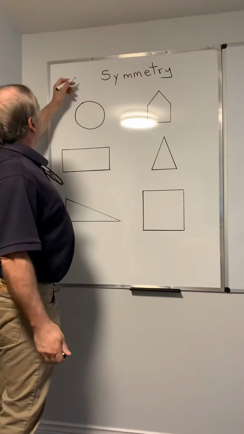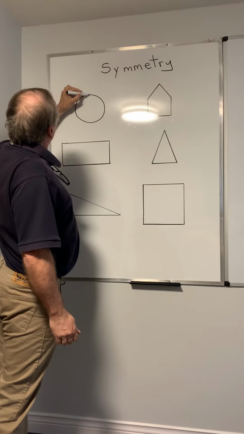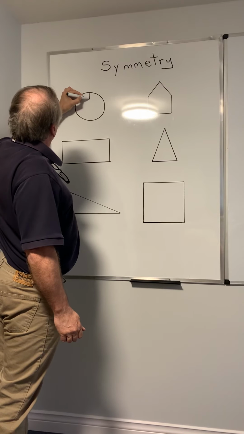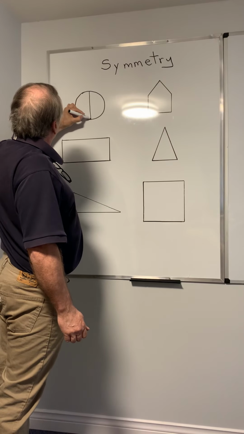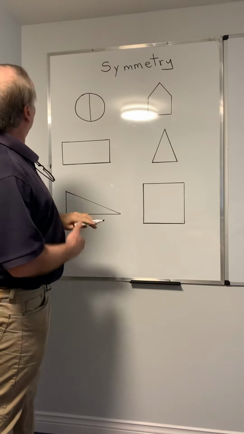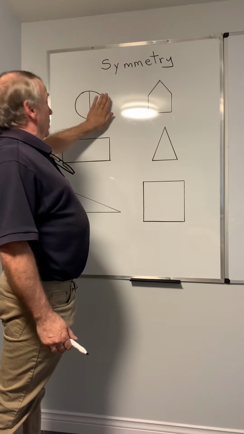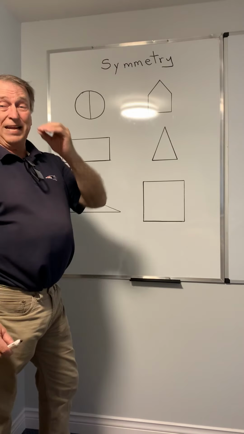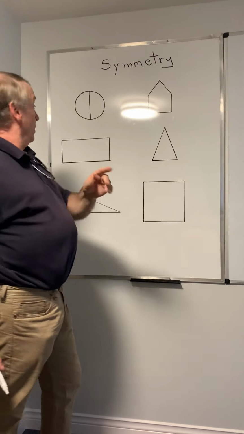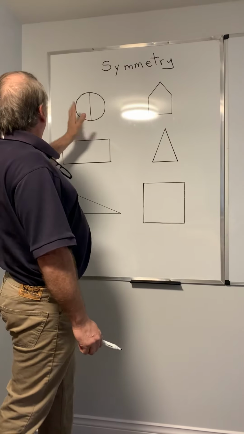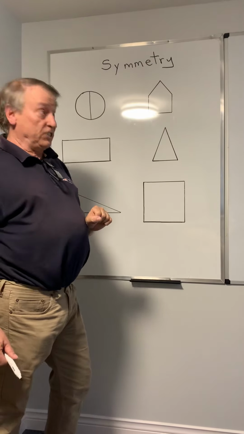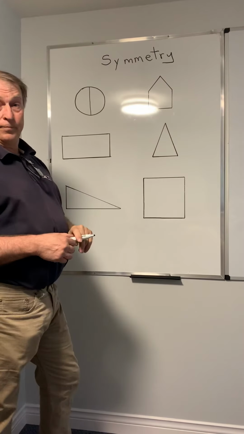So if I take this circle, and I put a line down the middle, which is called a line of symmetry, and I fold that over, both of those would be exactly the same. So this here would be the line of symmetry for the circle.